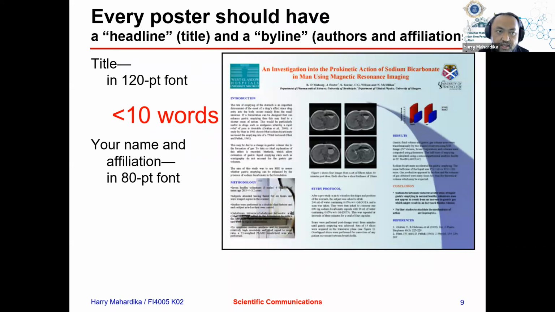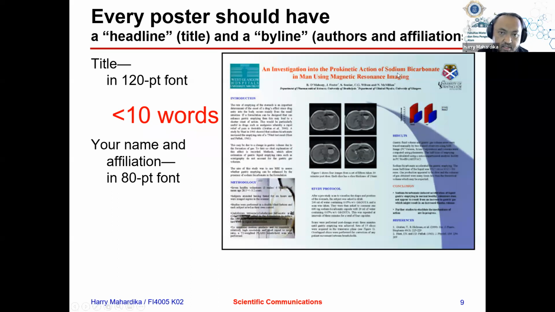Okay, so every poster should have a headline title that contains the author and affiliation. The title is usually written in 120 pt fonts. So make sure that the size of your poster uses A1 or A0 paper, so that the title size corresponds to 120 pt fonts. It should contain less than 10 words, because if you have a longer title, it will not be catchy, and the people looking at your poster will not get interested.